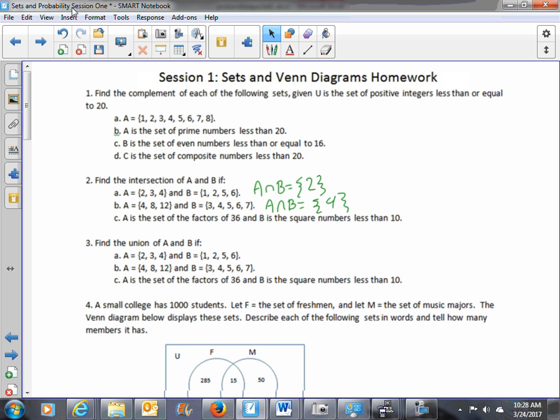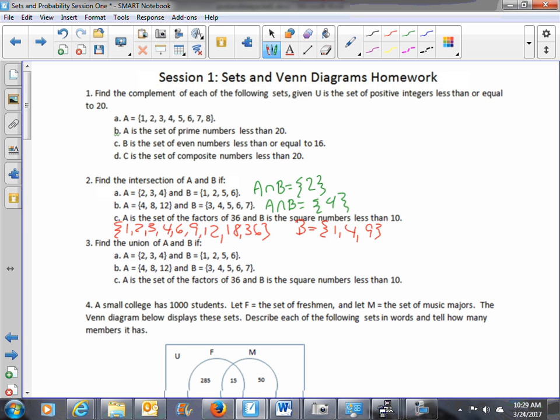Okay, back to work. A is the set of factors of 36. Well, let's just list the factors of 36. 1, 2, 3, 4, 6, 9, 12, 18, and 36. B is the square numbers less than 10. So B is 1, 4, 9.